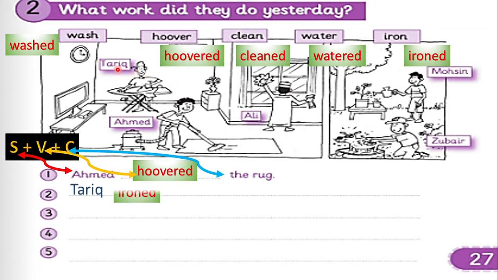Now let us write about another guy here. Tariq. What did Tariq do here, my students? Ironed. Ironed what? Yes, very good. Tariq is the subject. Ironed is what? The verb. And what, students? The clothes is what? The complement. Very nice. My students, I want you to write the sentences about Ali and Muhsin and Zubair as homework.